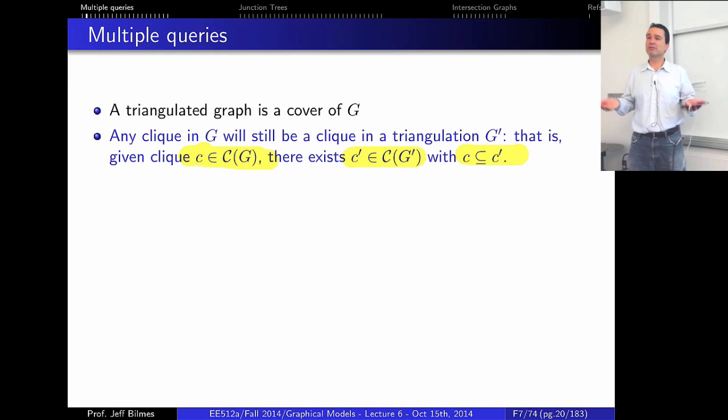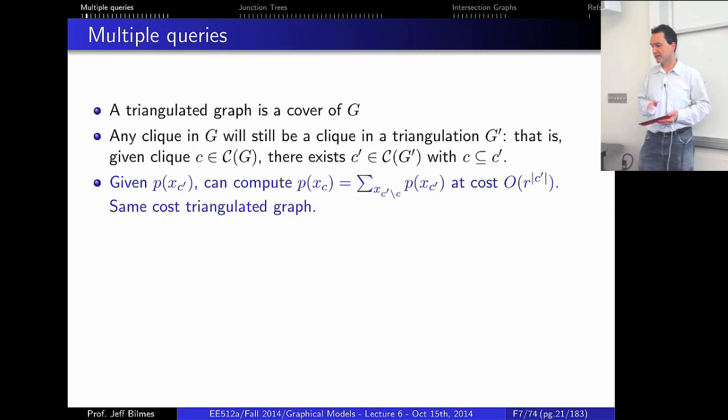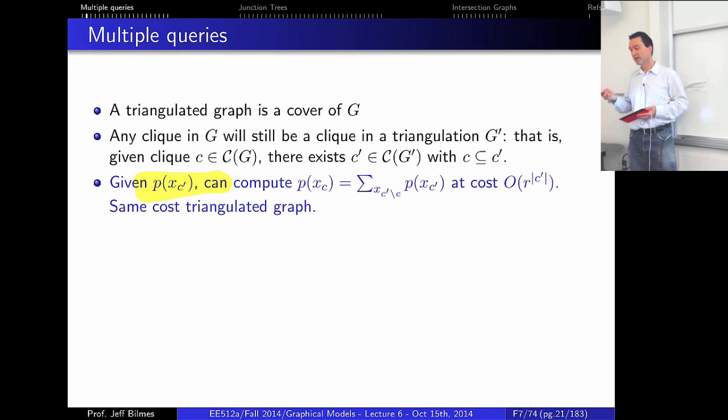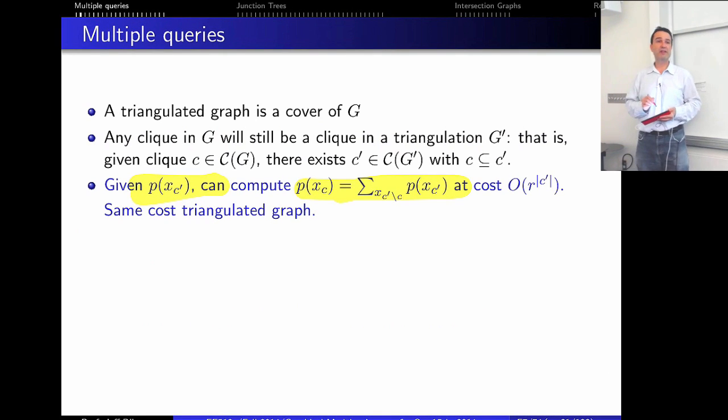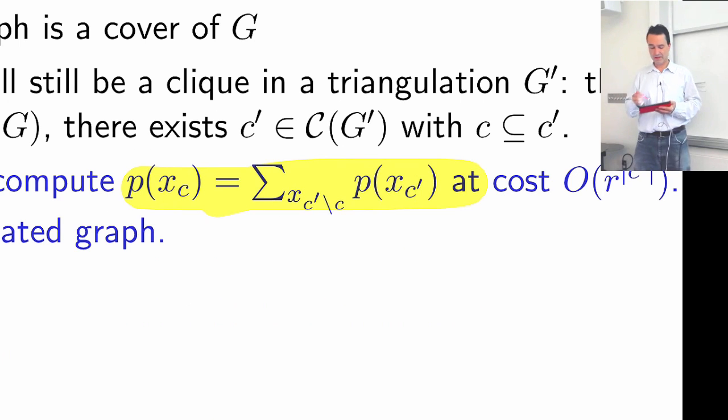Why is that? Because the triangulation is the superset of the set of edges. So certainly, if you're a clique in the original graph, you're a clique in the other graph. So you must be either still a clique in the triangulated graph or a subset of some clique. Okay. So what that means is that if you've been able to efficiently compute this triangulated graph clique marginal, P of X_C prime, then we can compute the original graph clique marginal by just summing out the variables that are in the super clique that are not in the sub clique. So that's what this notation here says to do.